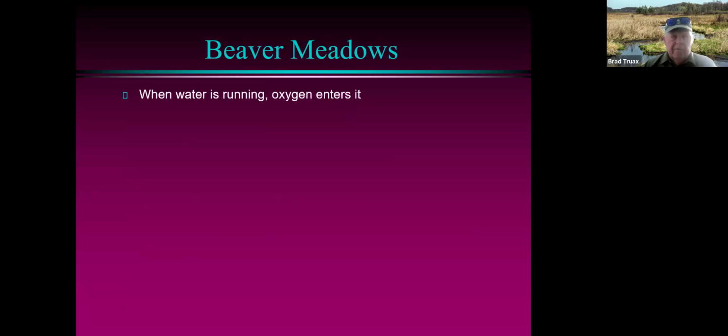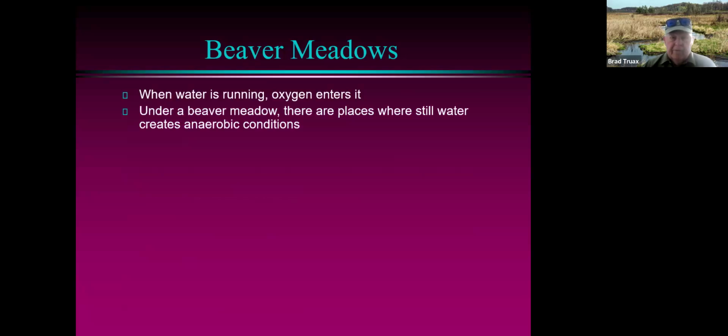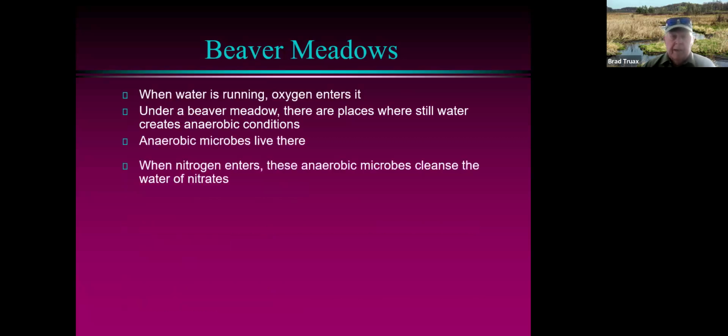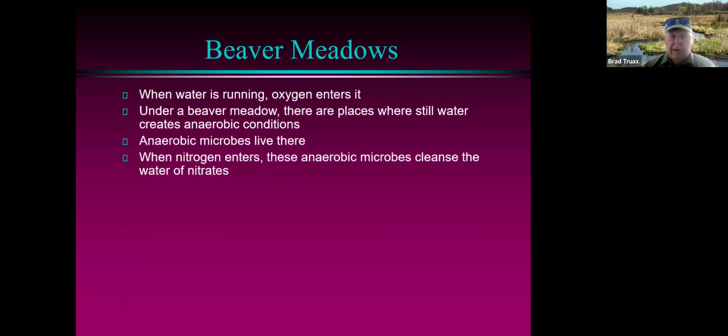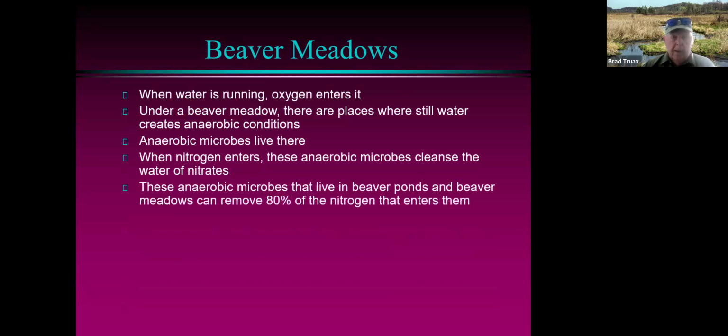So again, in beaver meadows, when the water is running, oxygen enters it. Okay, under a beaver meadow, there are places where still water creates anaerobic conditions. Anaerobic means no oxygen. And there are anaerobic microbes that live there. Those microbes can break down nitrogen. So again, these anaerobic microbes really cleanse the water of nitrates, which is an important function. They can actually remove about 80% of the nitrogen that enters them. And the dissolved carbon and nitrogen then continues to run downstream.